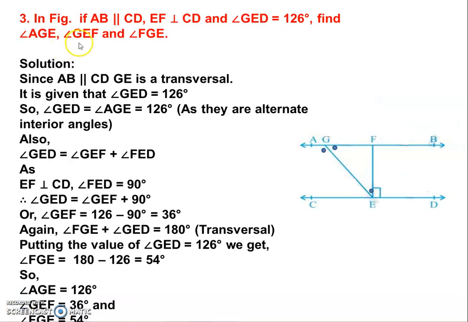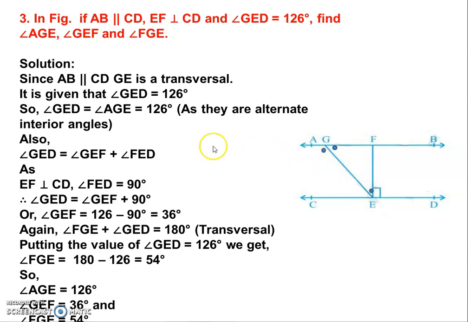So this is the next question. AB is parallel to CD and EF is perpendicular to CD. So this is a line which is perpendicular to CD. Angle GED is 126 degree. Find angle AGE. Now I have already marked here few circles or few dots just to identify the angles which we need to find out. So we need to find out this angle AGE, then angle FGE and angle GEF. These three angles we need to find out.